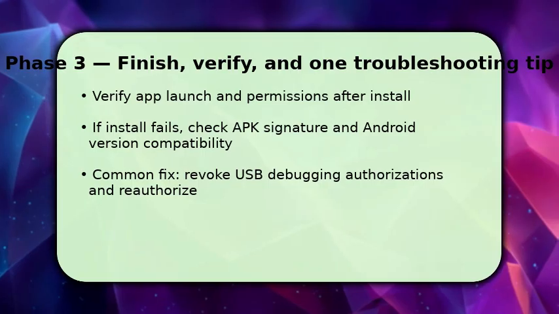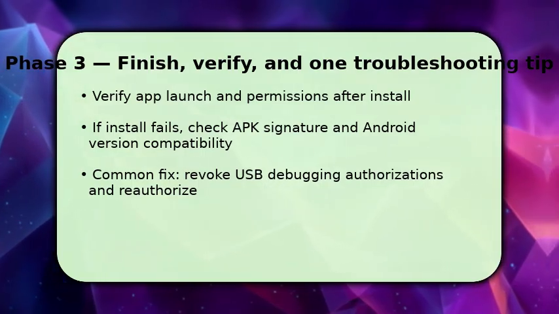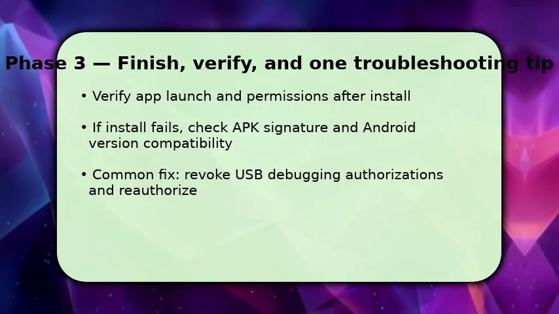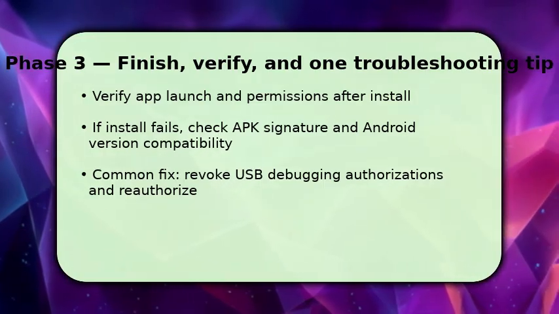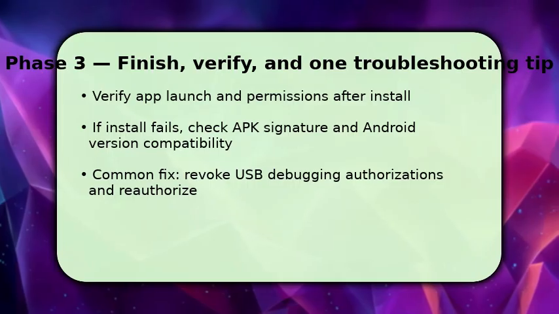If installation fails, read the error. Signature mismatches mean you need a correctly signed APK, while install failed version downgrade indicates version conflicts.